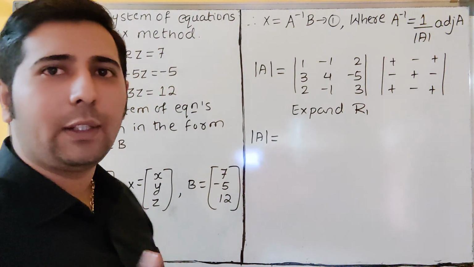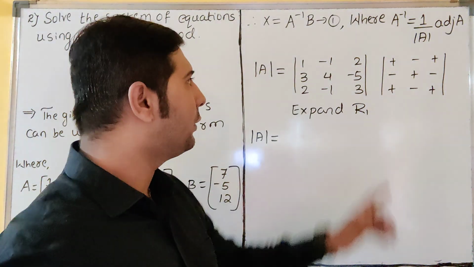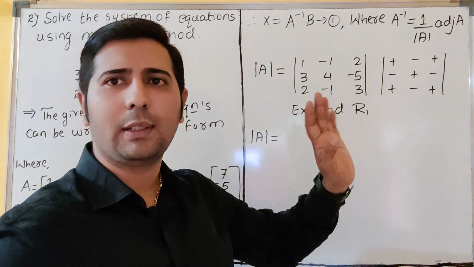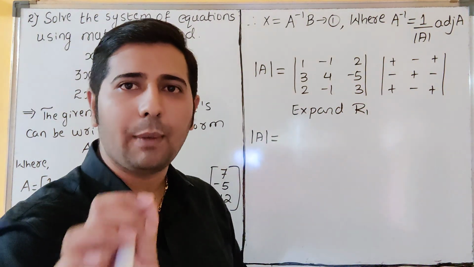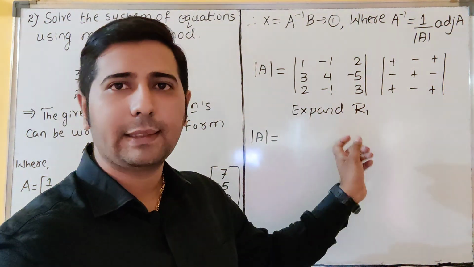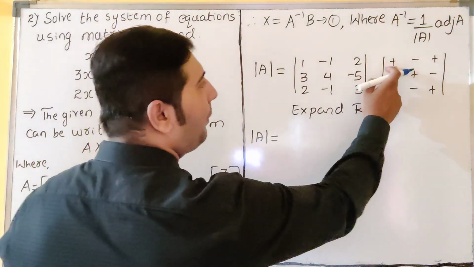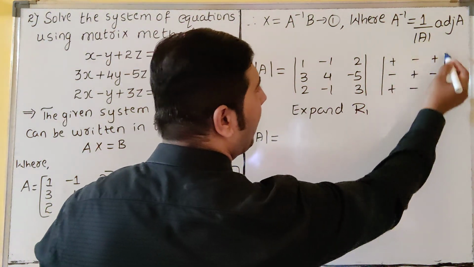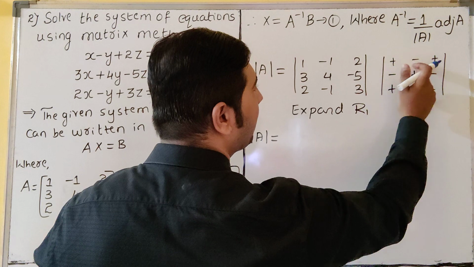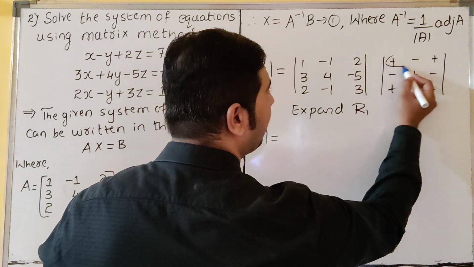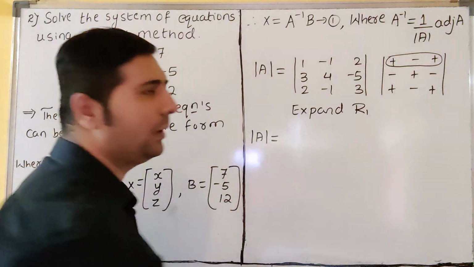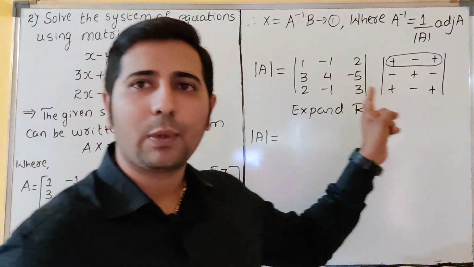How to expand R1, you see. Many of you don't know. I am not saying all don't know, but some of you don't know how to expand. Please see, go through this. You are expanding R1. This is row 1: plus, minus, plus. Can you see this? This is row 1, dear students. I am expanding that only.